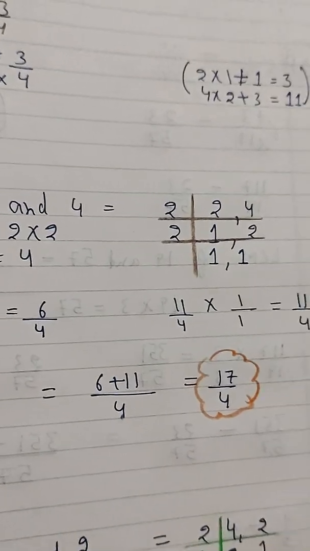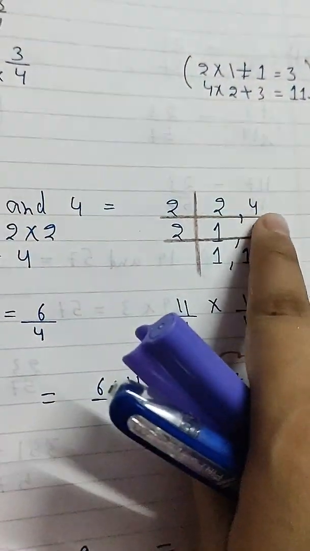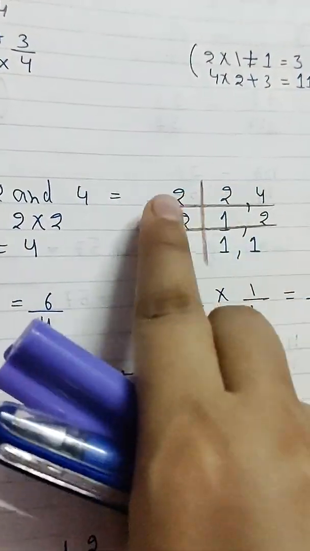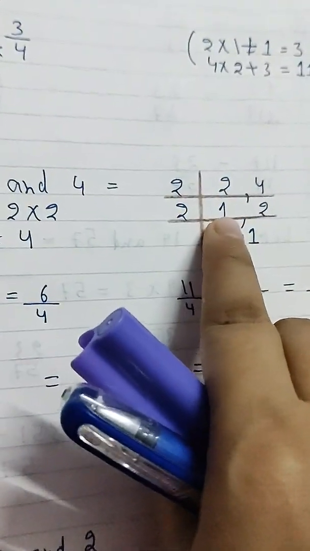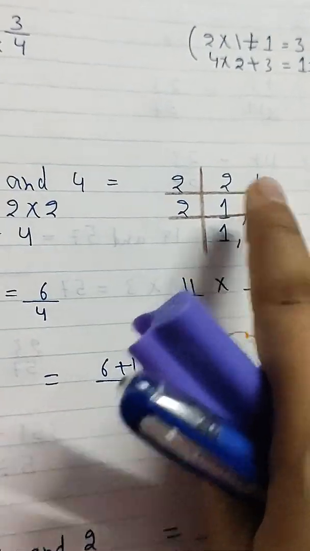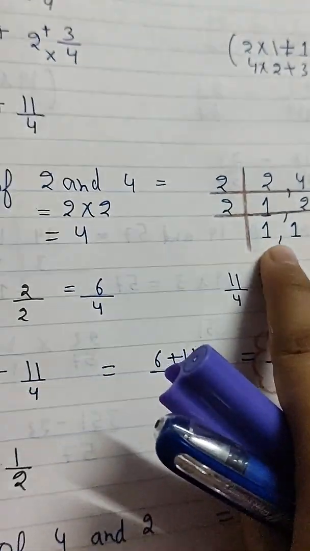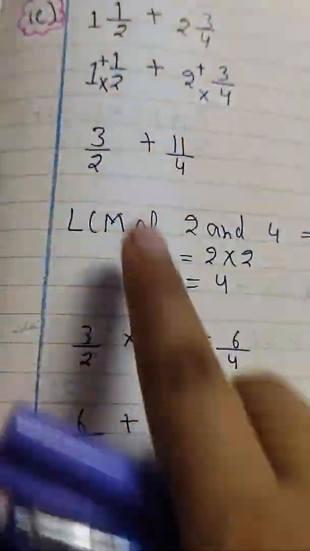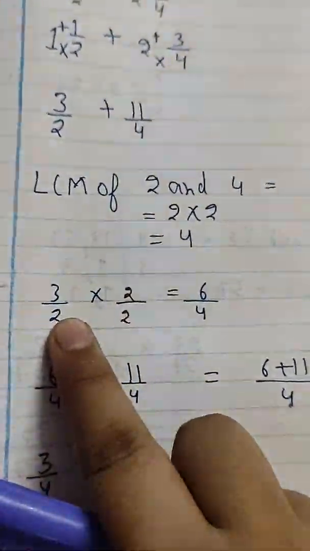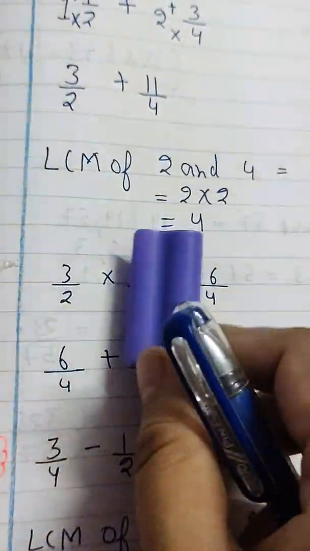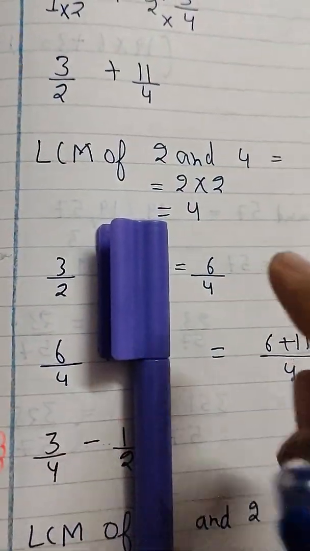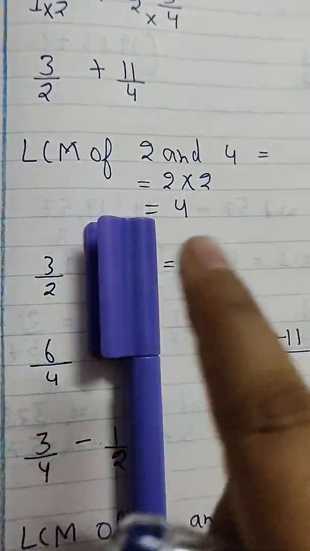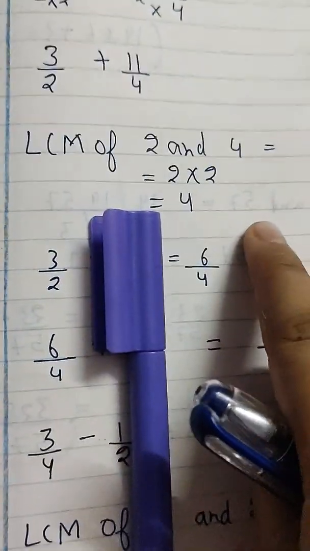So afterwards, now what will happen: for 2 and 4, to find the LCM we divide by 2, 2 will become 1 and 4 will become 2, 2 again we will write and it will become 1 and 1, so the LCM is 4. Now we have to make 3 by 2 into a fraction with denominator 4. 2 will be multiplied with which number so that it becomes 4? It will be multiplied by 2 only. 2 times 2 is 4, 3 times 2 is 6.